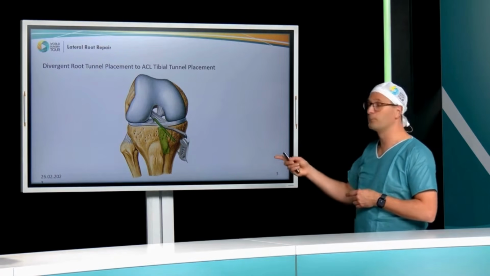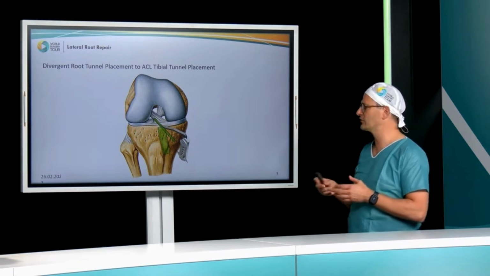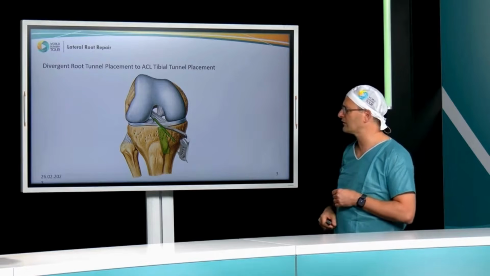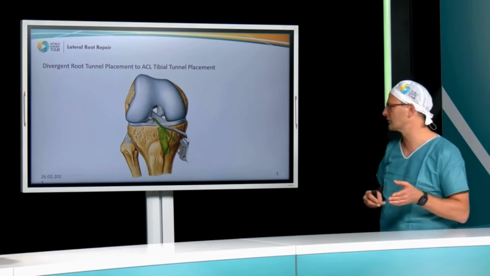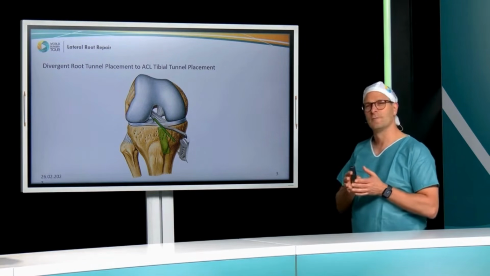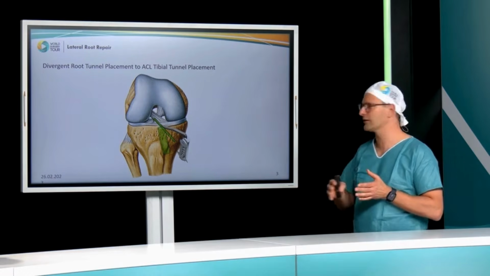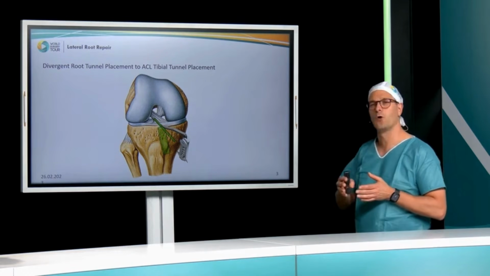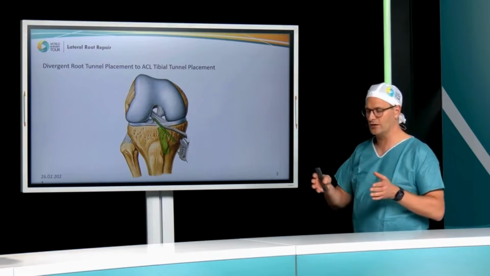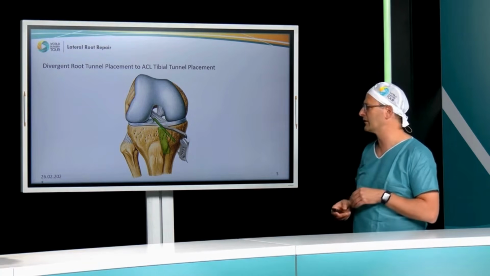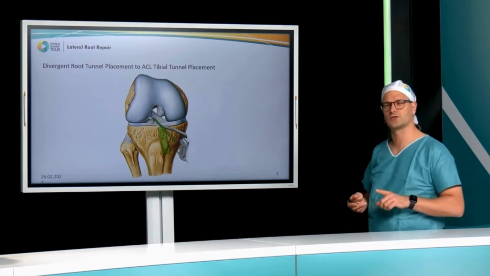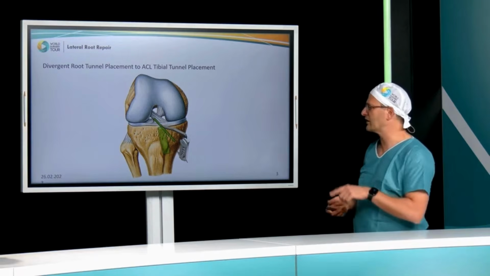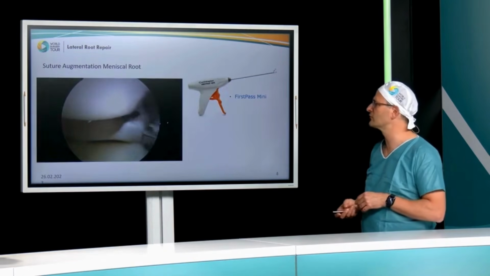As I said before, it's important to avoid tunnel divergence. You see in the larger green color the tibial tunnel of the ACL reconstruction. Then I try to tilt the tunnel for the root repair more medially in order to get away from the tibial tunnel. Later on, we're going to take the arthroscope into the tunnel to show you that there should be no tunnel divergence.